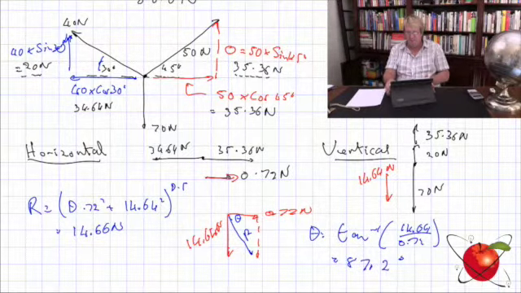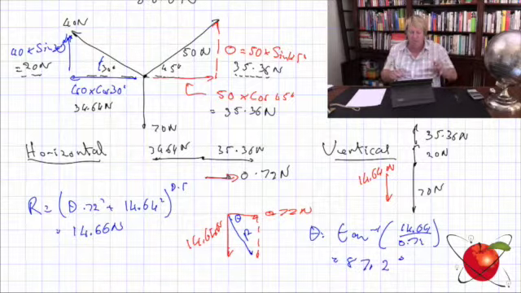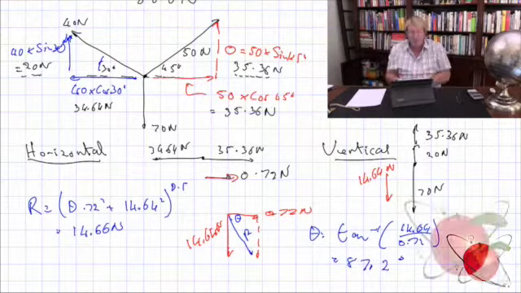Right. So let's now say what is actually happening here. It means that there is a resultant, which means this thing is going to tend to want to move, and it's going to want to move almost vertically down. It's going to be going down at 87 degrees, and it's got a resultant of 14.66 newtons. Right? So in this particular case, we didn't have an equilibrium.